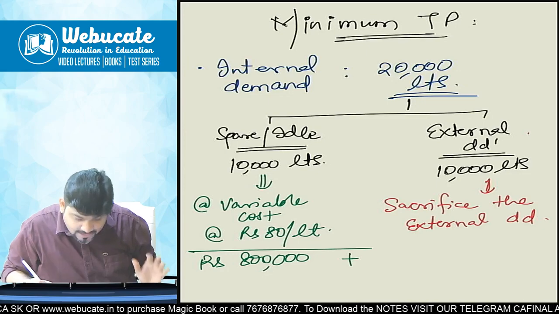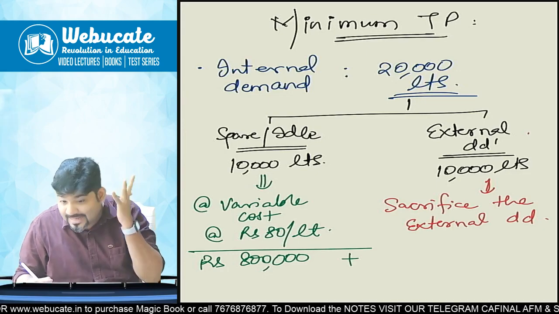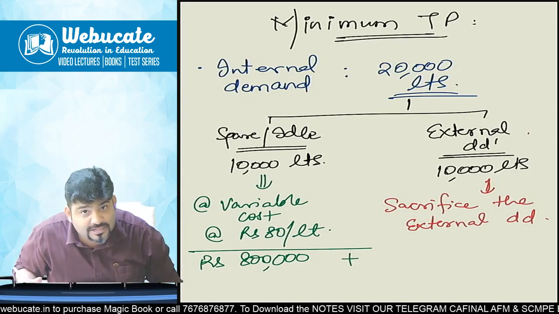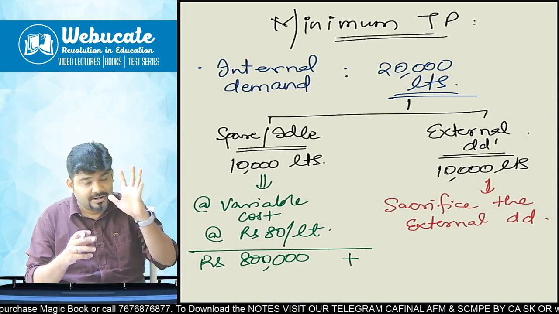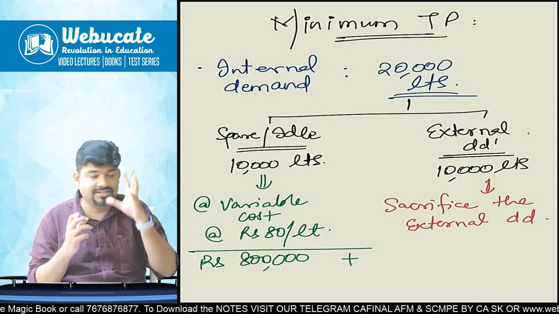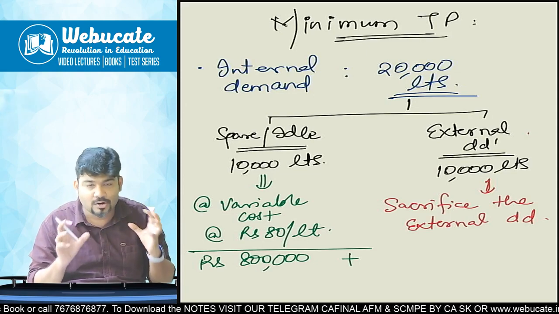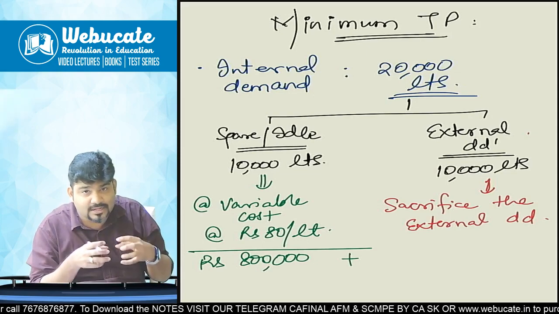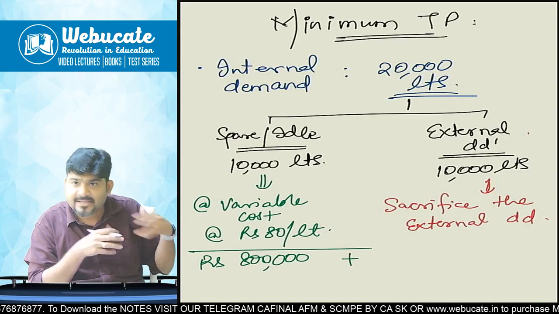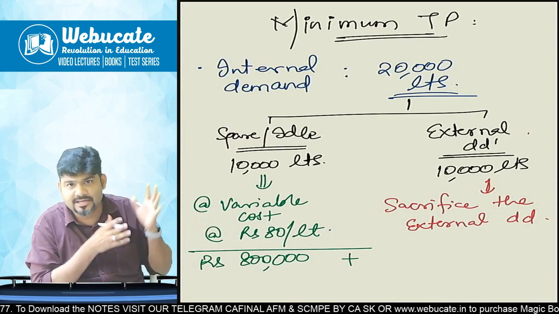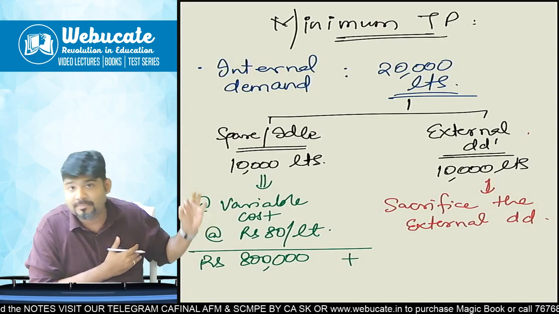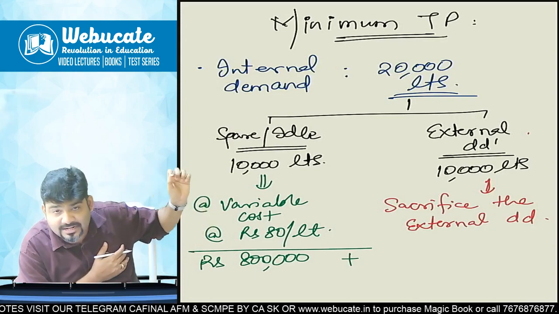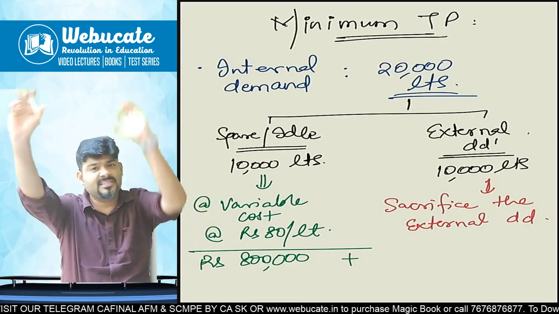But what about this 10,000 liters which I am going to sacrifice? So now I will tell the curd division. I am the milk division, you are the curd division. I will tell you, hello, curd division, this 10,000 liters, which is spare, is idle. So I can give that to you at 80 rupees, which is my variable cost. Fair enough. But the additional 10,000 liters, I will have to sacrifice my market demand.